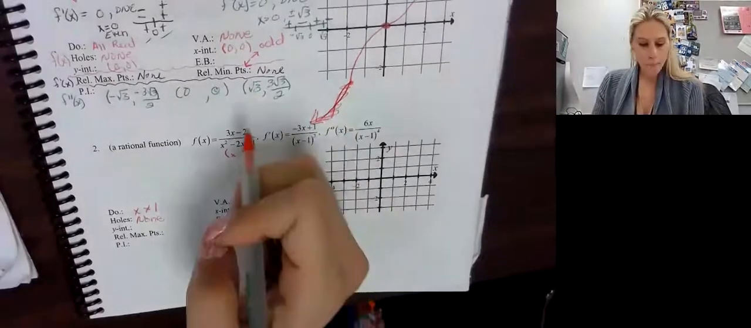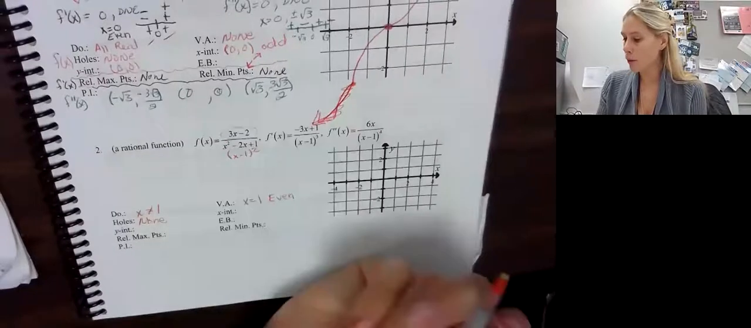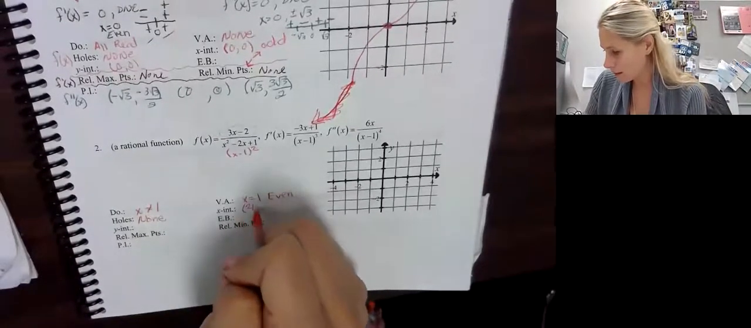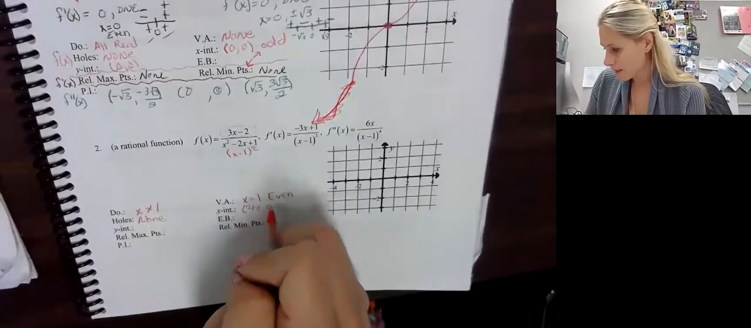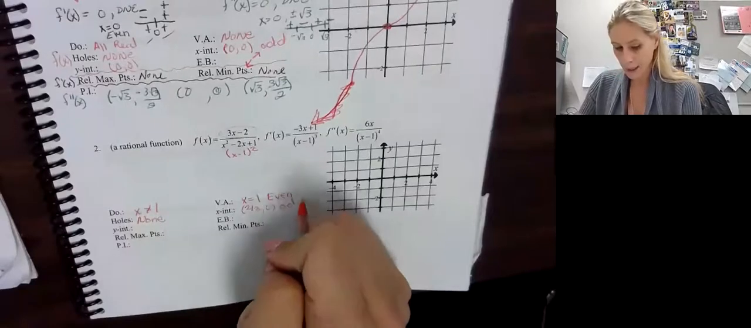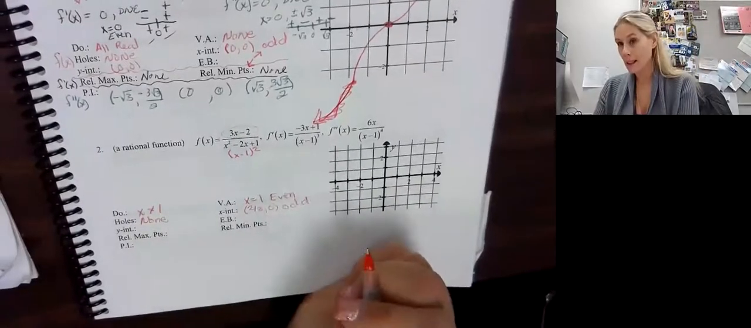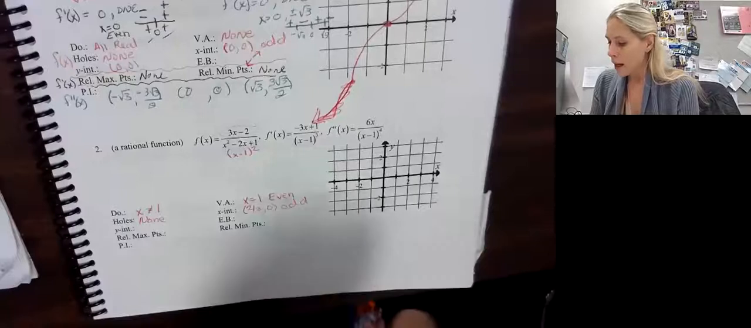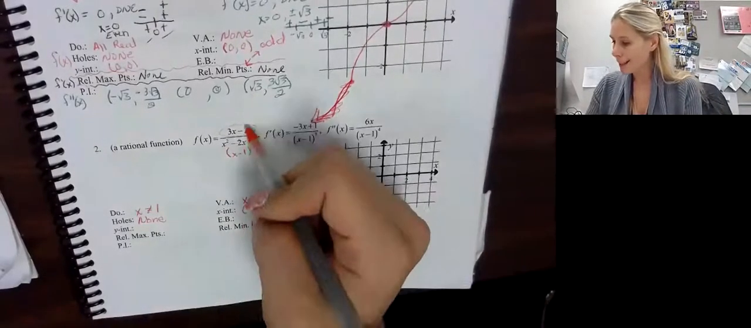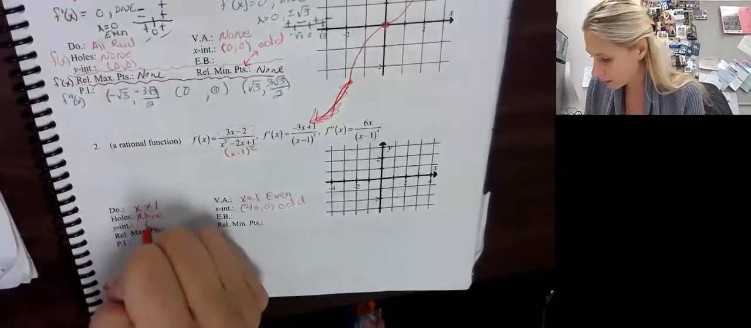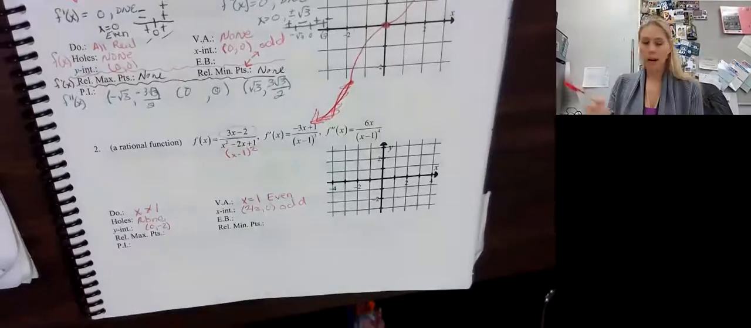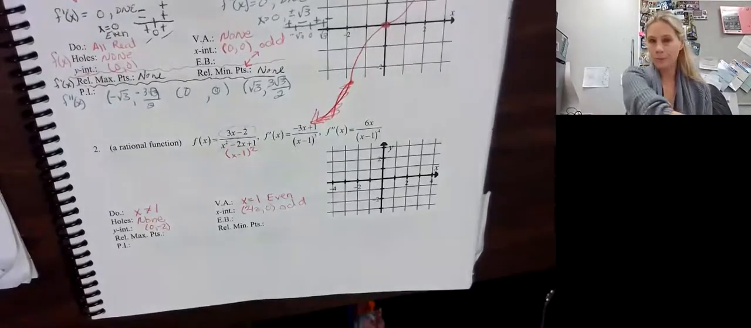X-intercept. What makes the numerator 0? That would be 2/3. And that's to the first, so it's odd. What does that mean again? It means it crosses the x-axis. Y-intercept is when we plug in 0. When you plug in 0, we get -2/1. So 0, -2. Okay, there is our function.